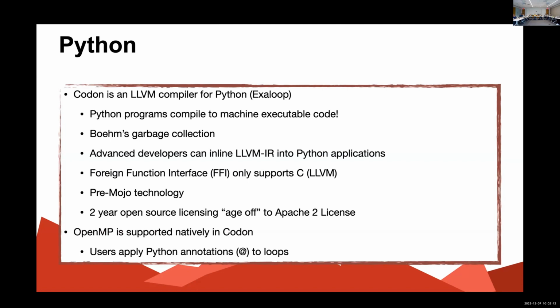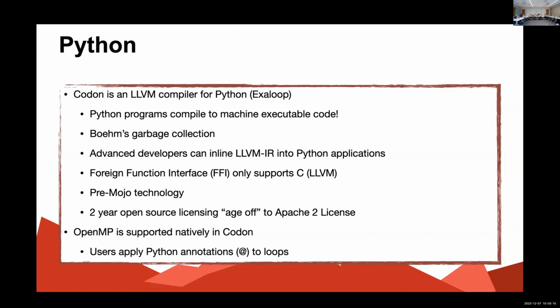Advanced developers can directly inline LLVM-IR into Python applications. And the foreign function interface only works for C because we're talking about LLVM's underlying infrastructure. This was a pre-Mojo technology. So for those of you that track these things, Mojo came out a couple months ago. It's a Lattner compiler that does something very similar. Codon's been around for about 2 or 3 years. It has an interesting licensing model. Every 2 years, the compiler ages off to an Apache 2 license from a proprietary license.